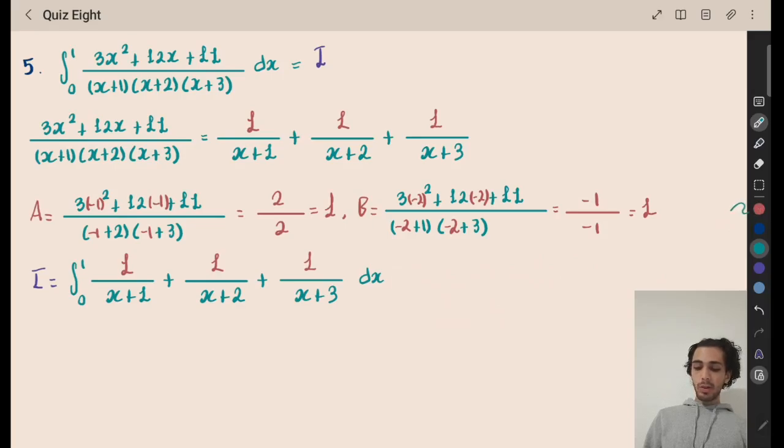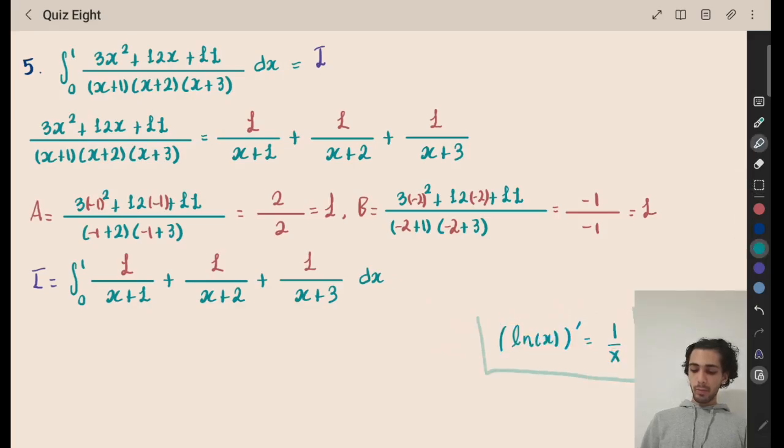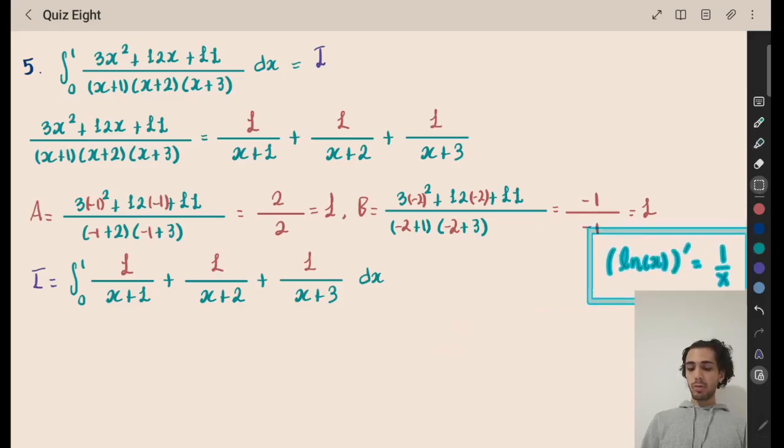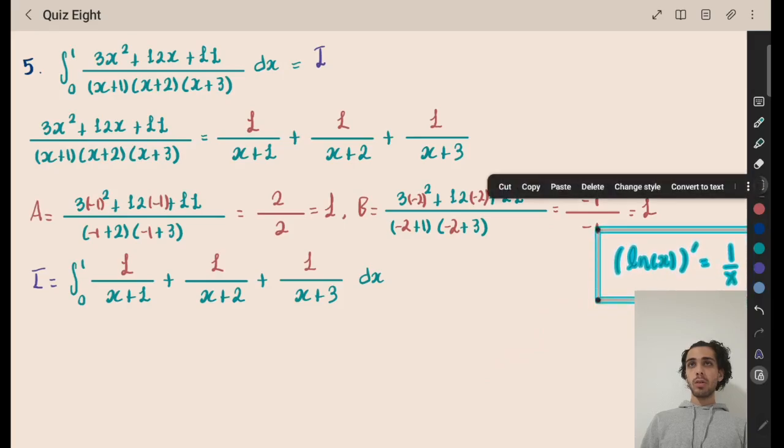But this has a very simple antiderivative. So we know that the derivative of ln of x is 1 over x. And here it's a bit similar. I just need to make a small modification, which is instead of x, you can just put in x plus 3. That is the modification you need to make.